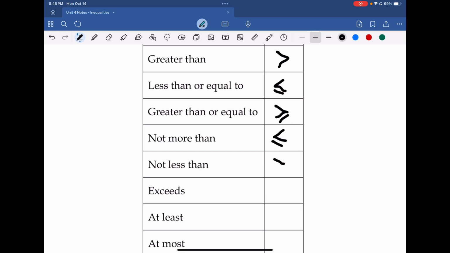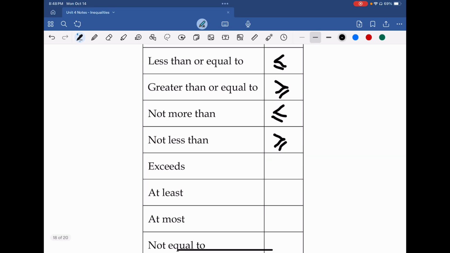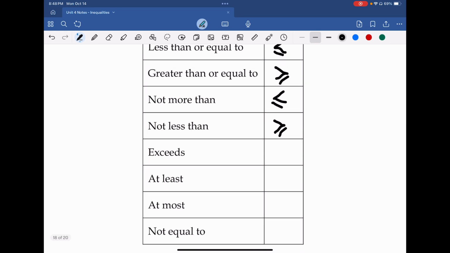Not less than, that means first and foremost greater, but then it can be that value, it just must be greater. If it exceeds, it must just be greater because we don't want to have it equal. If it exceeds the value, we don't want to have it stuck at that point. At least means it's greater than or equal to. At most means less than or equal to. And then lastly, not equal to. We put an equal sign with a line through it, representing that the two sides are not equal, the left and the right.